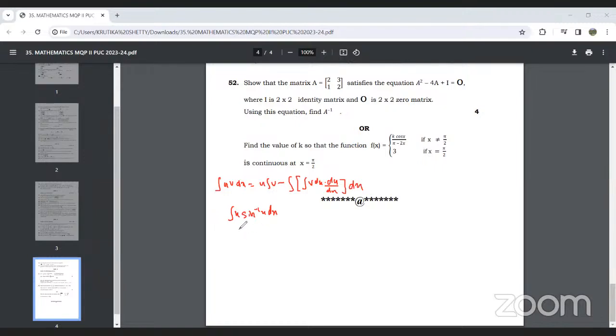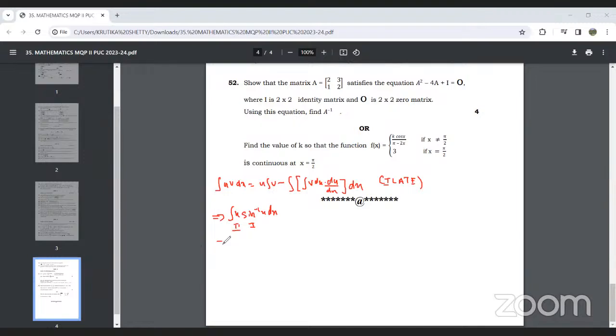In your exercise, three questions have been given: x sine inverse x, x tan inverse x, x cos inverse x. Better practice all these three. Here we will consider sine inverse x as the first function and x as the second function, inverse trigonometric first and then algebraic, as per the ILATE rule.